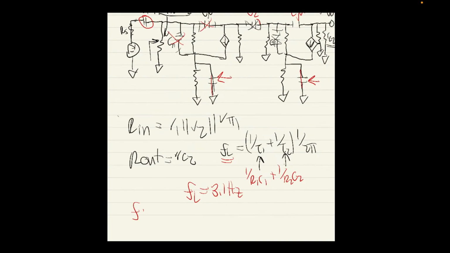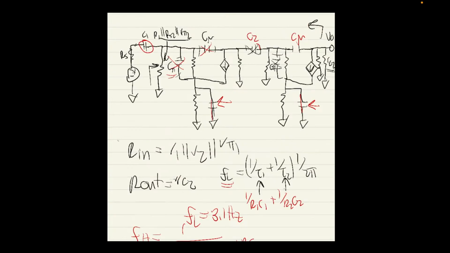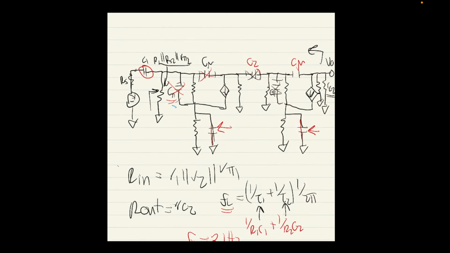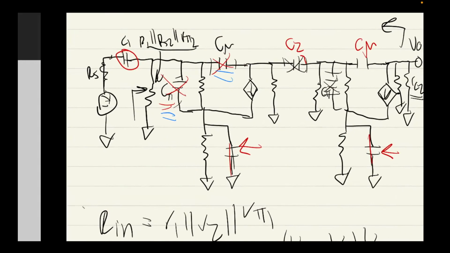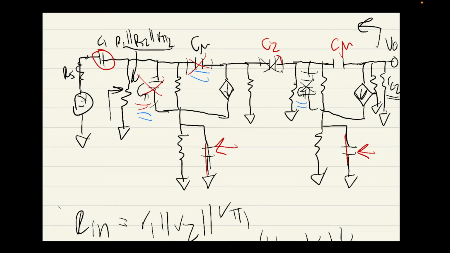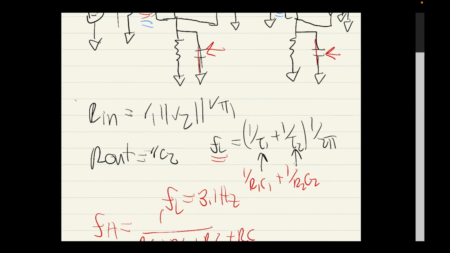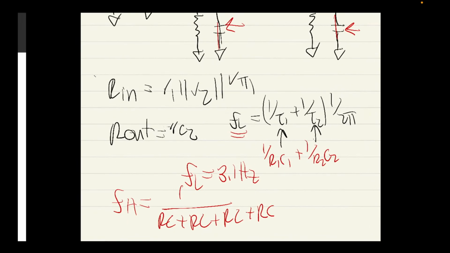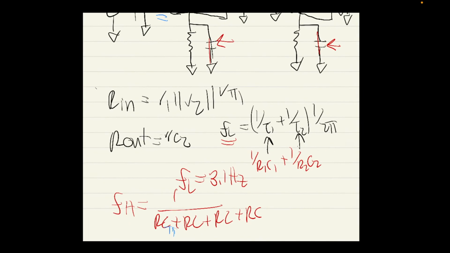Okay, and then FH. Quickly, this would be the open circuit time constants. There'll be 4 of them actually, wouldn't there? Because you've got R pi, C pi, C mu, and another C pi and another C mu here, and these are your intrinsic capacitors. So C pi 1, C mu 1, C pi 2, C mu 2.